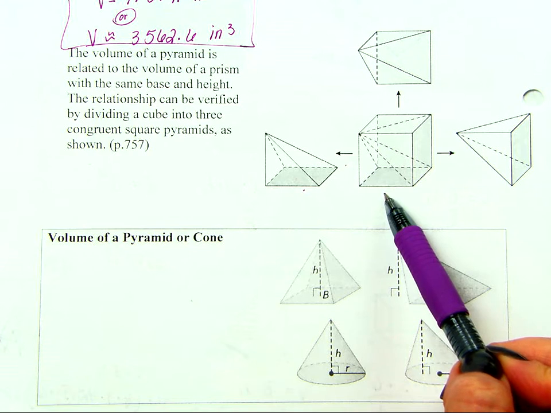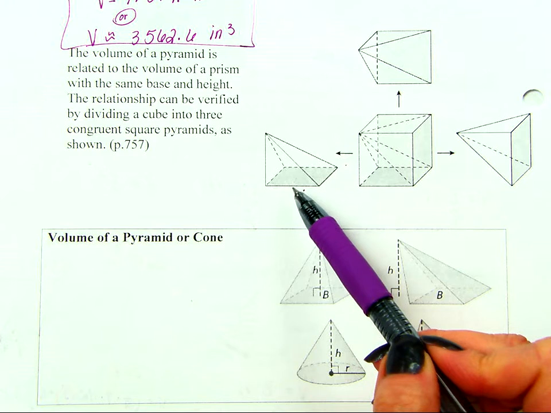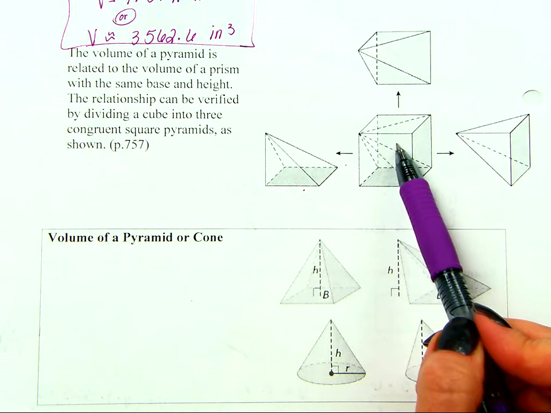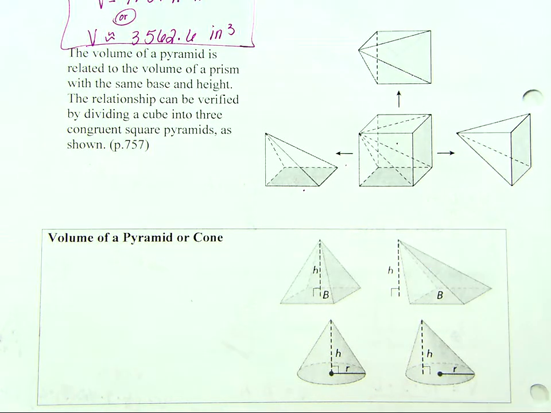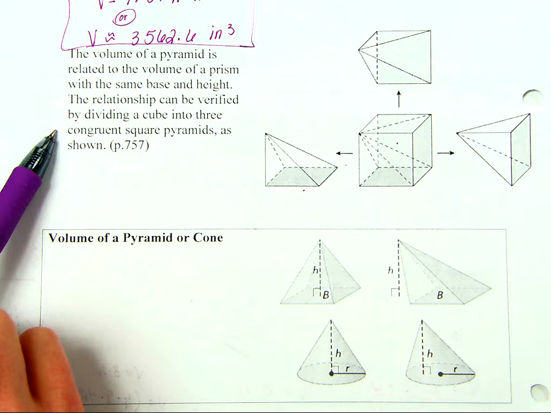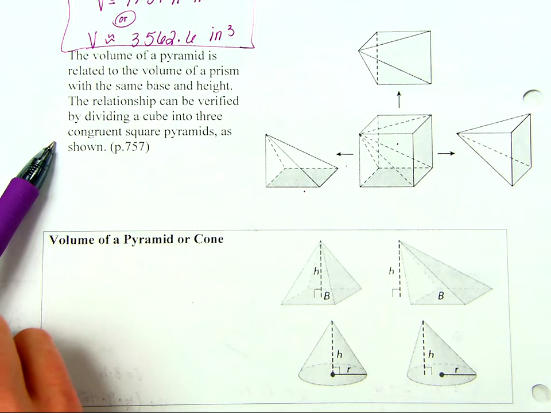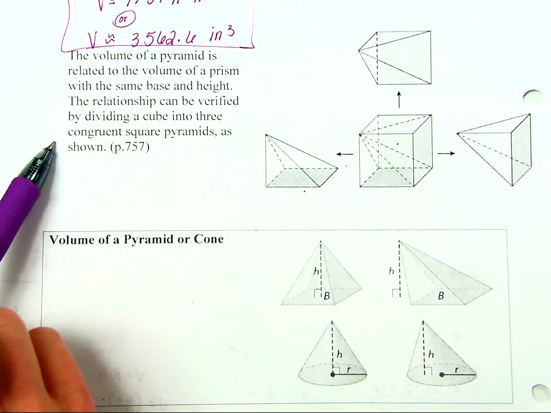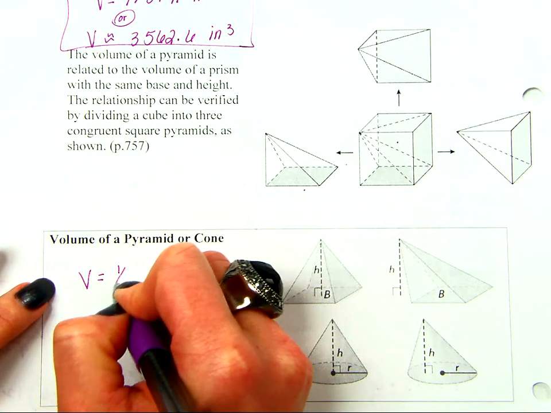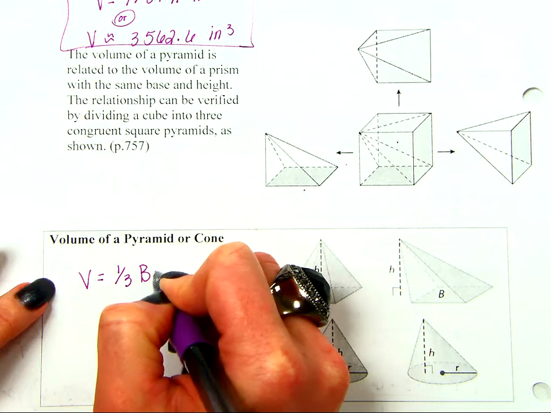And while it's a little hard to see in this picture, what they are trying to show you is that if I took this pyramid, placed it here, I can actually fit 3 of those pyramids inside this prism. So the volume of a pyramid is related to the volume of a prism with the same base and height. The relationship can be verified by dividing the cube into 3 congruent square pyramids. What does that mean? Well, that actually means when you find your volume of a pyramid, it is 1/3 capital B times H.